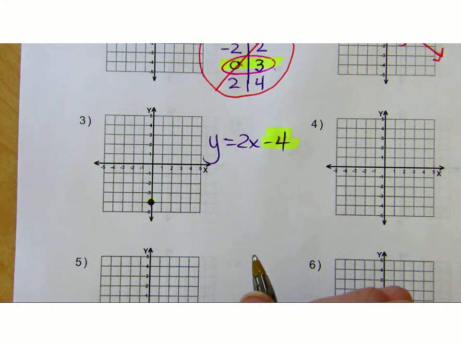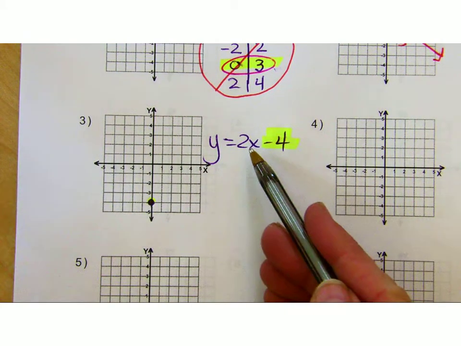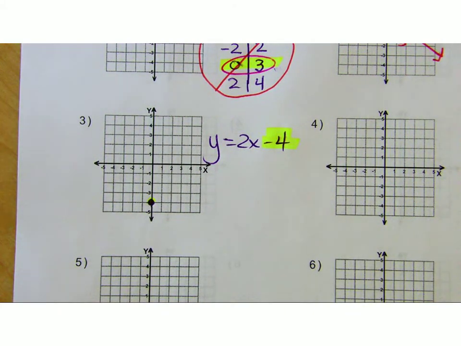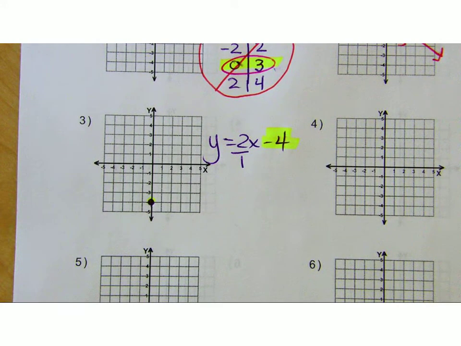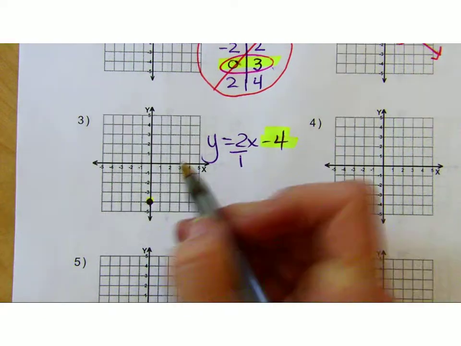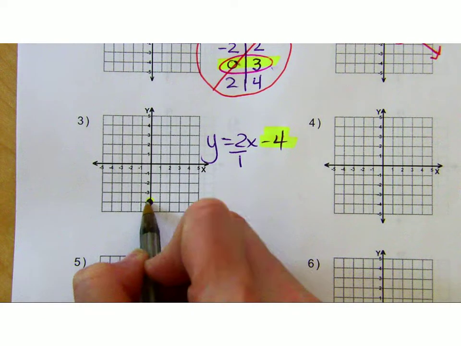So I need to know, is 2 my rise? Is it my run? We'll make 2 a fraction. By doing what? Now my rise is 2 and my run is 1. So anytime you have a whole number, that's going to be your rise, and your run is 1. Try to say that 3 times fast. So from here, I'm going to go up 2 over 1.